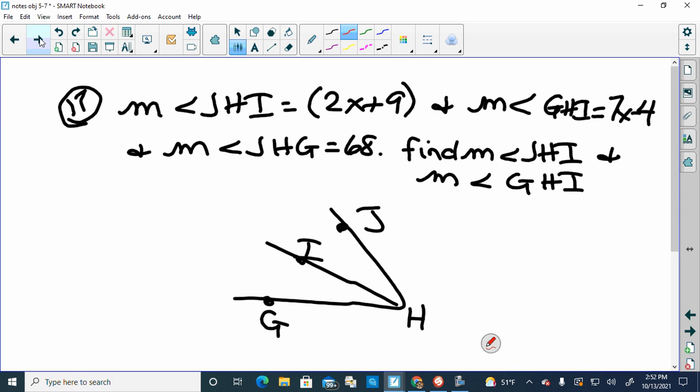And I don't know why they put parentheses around them. This parentheses has no significance. And this is 7x minus 4. You can't read that.